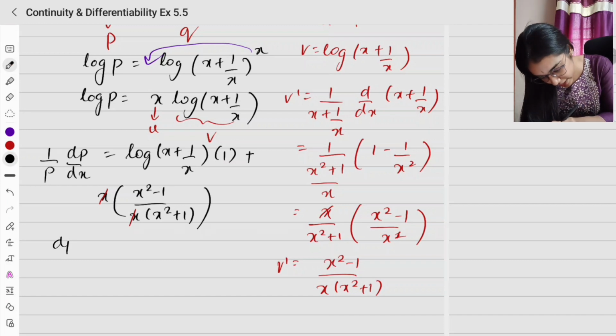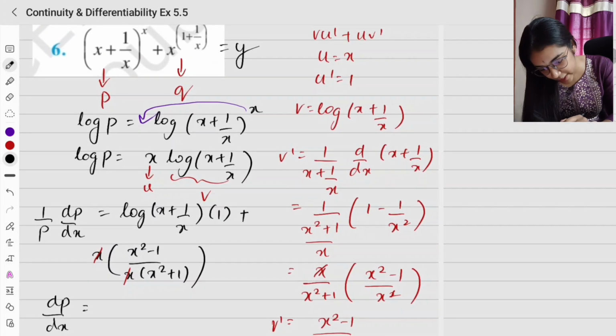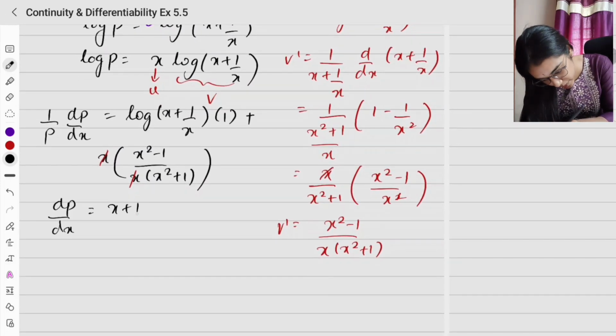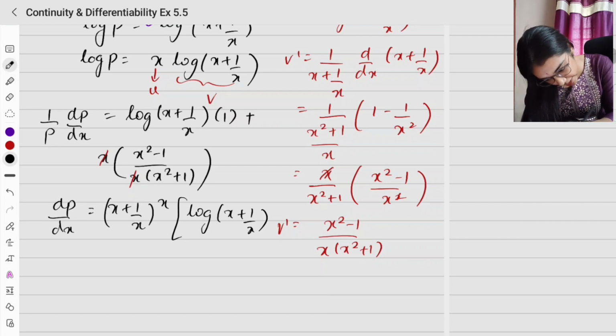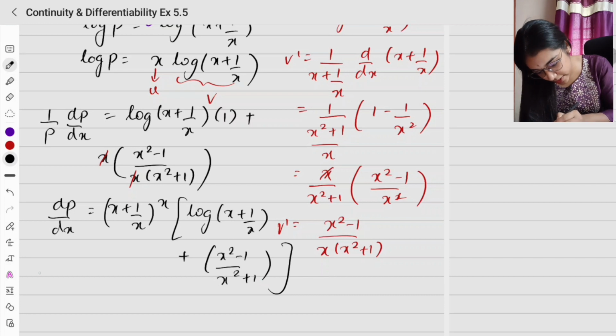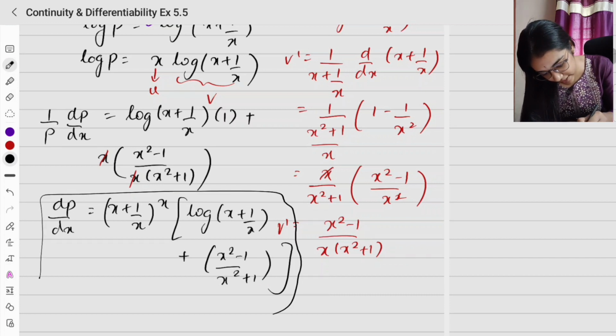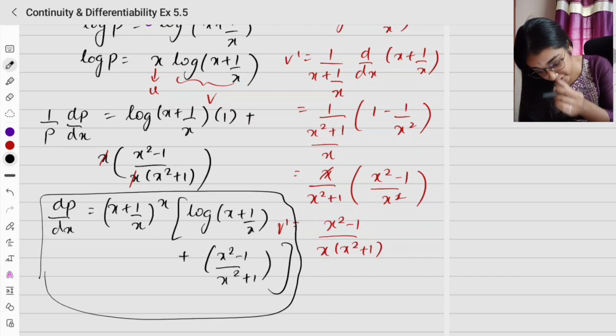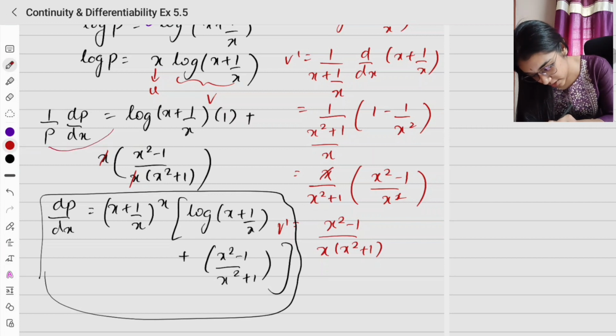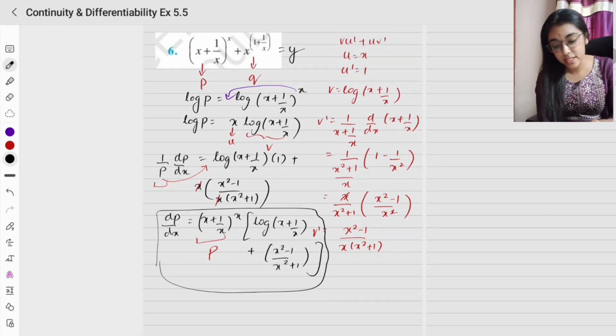So what is dp by dx? dp by dx is going to be p times, what is my p? X plus 1 by x to the power x. So x plus 1 by x to the power x times log of x plus 1 by x plus x square minus 1 divided by x square plus 1. So this is my first term. We have been writing dp by dx all this time. Okay. So this is my first term. Here the p comes to the other side, so this is my p. Okay. Now the next term, p is found.